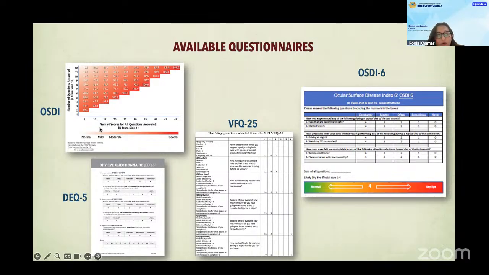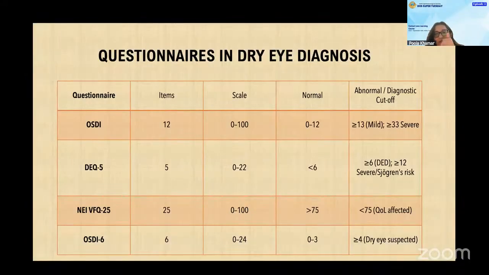However, the OSDI has been the most reliable one, but it's a little trickier when it comes to taking the patients through this questionnaire. So this time they have simplified it, and from 12 questions they've reduced it to 6. Based on the 6 questions, you can give a total. If it's less than 4, that means it's normal. If it's more than 4, that means you're dealing with some sort of dry eye, and that's when you go into the investigations. So this is the cutoff of the different questionnaires.